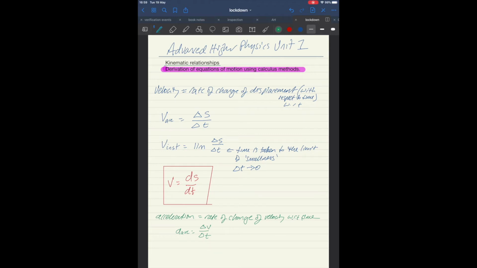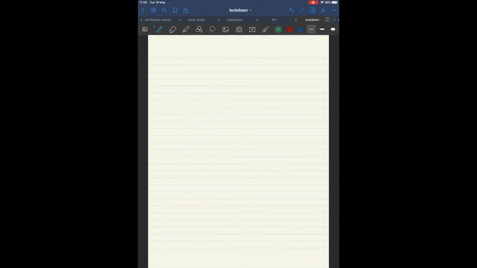Okay, but we want A instantaneous, and just for this case only, I'm going to write A instantaneous, and that's going to equal the limit of delta V over delta T, where delta T tends to 0, that's what the wee arrow means, tends to 0. Right? Not 0, tends to 0, and at that point that leads to A equals dV over dt, and that means acceleration is equal to the rate of change of velocity with respect to time. So that's what this bit here. All right, so these are two things you have to know.